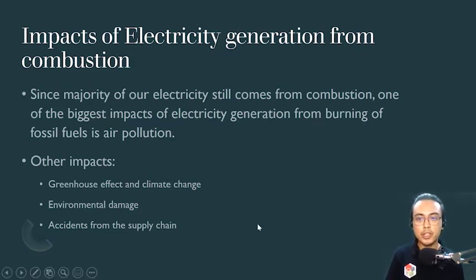Also, we have these other impacts of combustion aside from air pollution: the greenhouse effect and climate change. This is one of the biggest impacts of the burning of fossil fuels because it produces a large amount of carbon dioxide, a potent greenhouse gas that causes greenhouse effects and in turn causes climate change. Another impact is environmental damage arising from the mining of the fossil fuels that are needed for the generation of electricity. And finally, we have accidents from the supply chain, which includes mining of the resources, generation of electricity, up to the distribution of electricity.